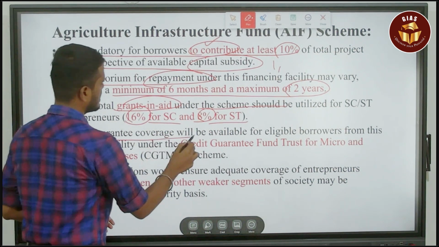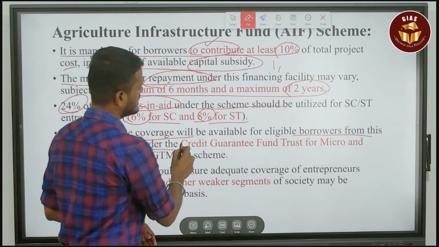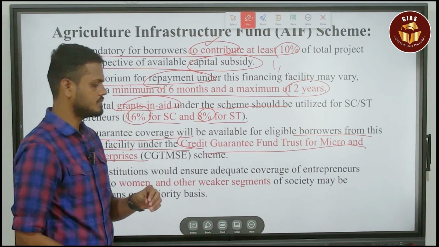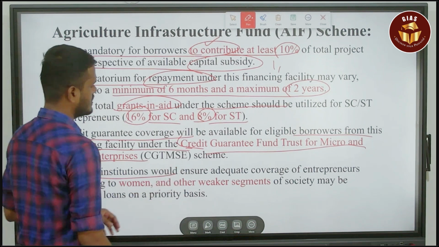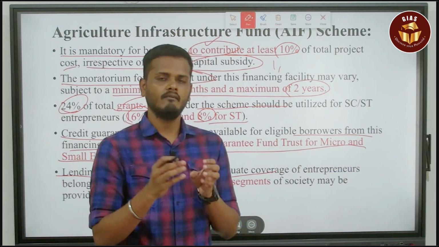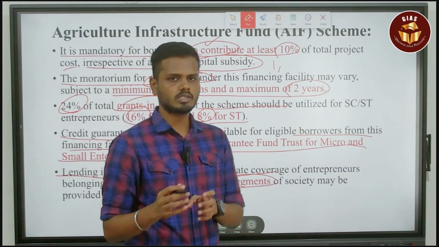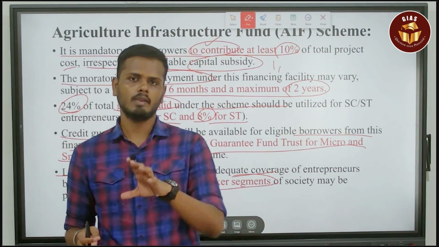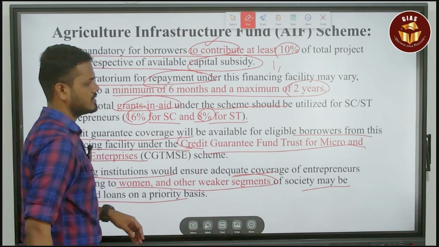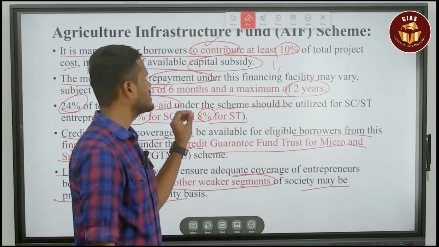Then credit guarantee coverage will be available for eligible borrowers under this financing facility, under the Credit Guarantee Fund Trust for Micro and Small Enterprises scheme. The lending institution would ensure adequate coverage. So the main focus of the scheme is to provide financial support to the weaker sections of society and women. They are the main focus under the scheme, and loans may be provided to them on a priority basis. So these are the things we have to note for the Agriculture Infrastructure Fund scheme.